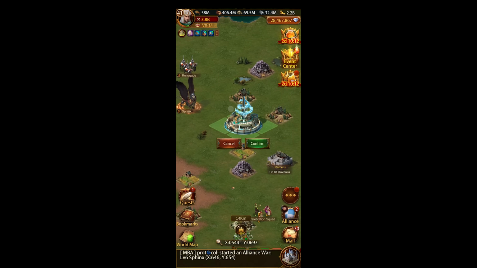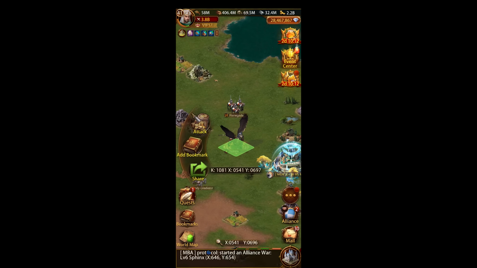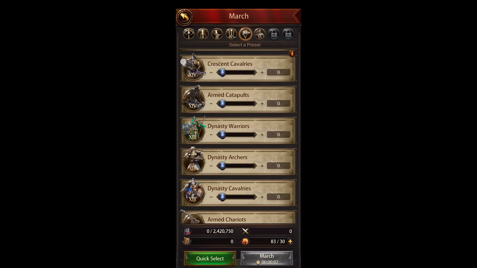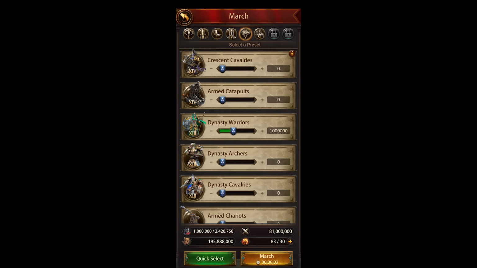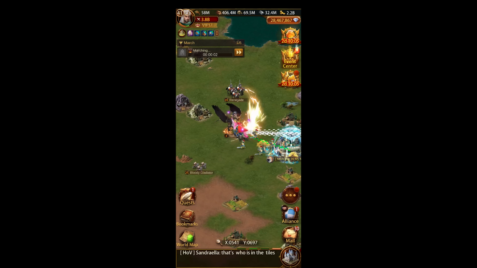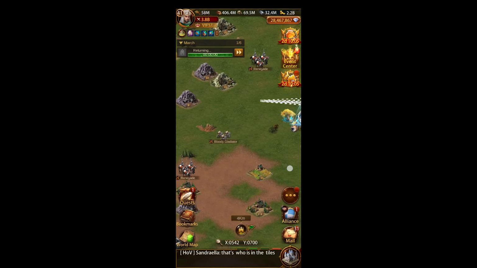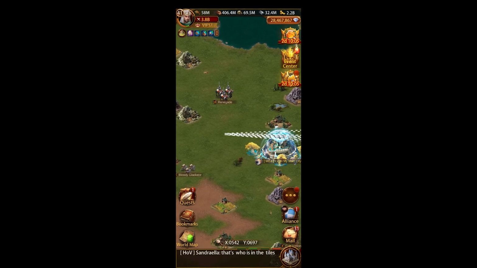Okay, we just need to find a better... Here we go. A level 3 Sphinx. Perfect. All right. This is a little bit stronger, so we're going to send more troops. We'll send about 1 million troops this time. All right, perfect. We'll send this. And it's gone! Great. That's awesome.